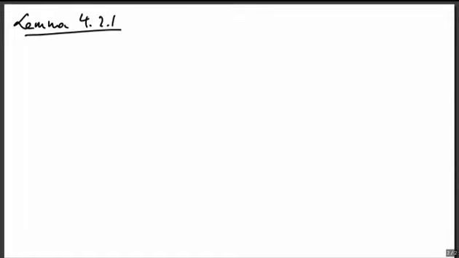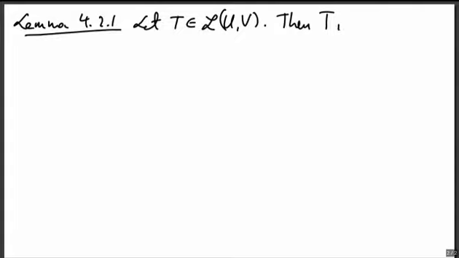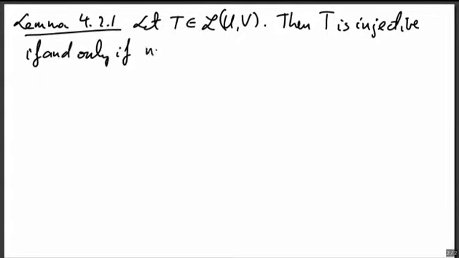Lemma 4.2.1 is a very important lemma in this section. It says that let T be a linear transformation between vector spaces U and V. Then T is injective if and only if the null space of T equals the zero vector. So this lemma says that it's quite simple to check injectivity. We have to check the null space.